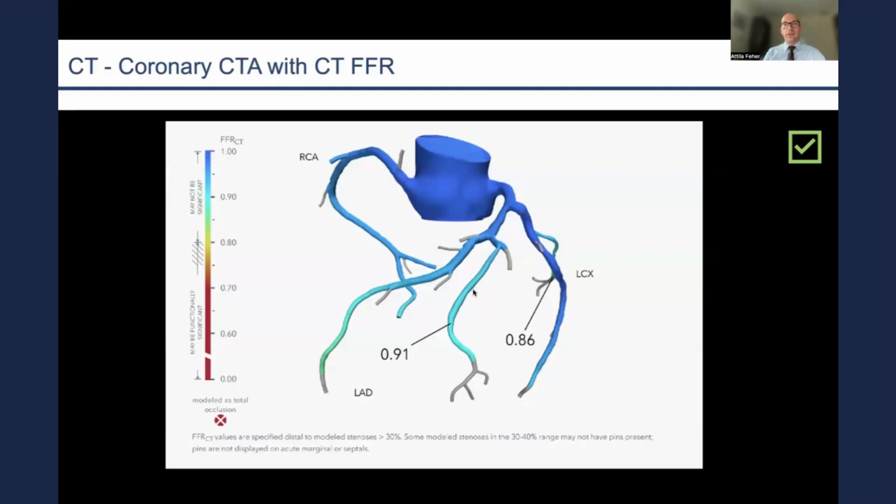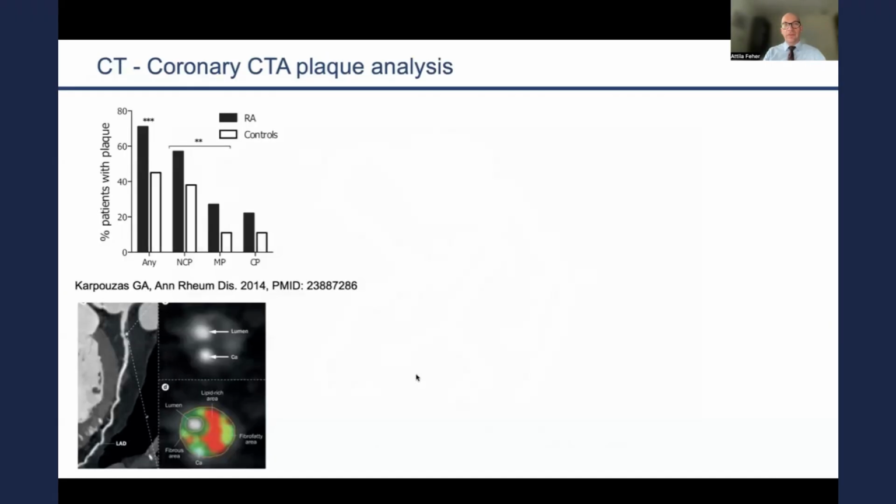CT-FFR is basically fluid dynamics done by a company. We send the images and they give you these beautiful pictures. And in this case, the CT-FFR is significant if it's 0.8 or less. And in this case, it was 0.91. So it's showing that this stenosis is not hemodynamically significant, so we didn't need to take this patient to the cath lab. And this should be available in most of the centers.